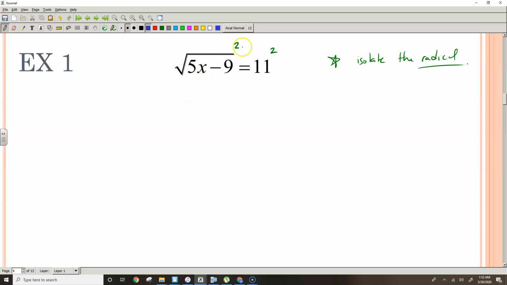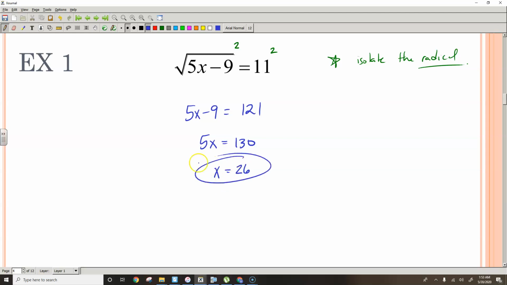If I square a square root, those are inverse operations. Therefore, we're going to go right back to what we started with, or just get the argument inside here, which is 5x minus 9. So we get 5x minus 9 equals 11 squared, which is 121. And then we can just solve it normally. So I can add 9 to both sides and get 130, and then divide by 5 to get 26 as an answer. So that's really it.